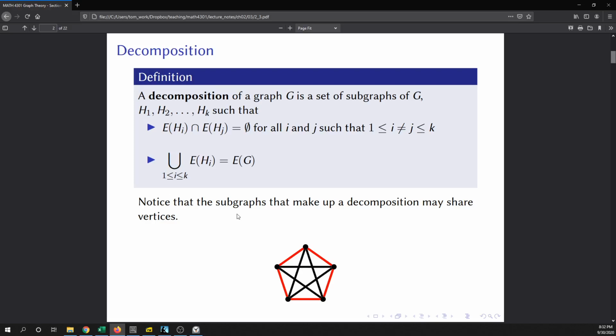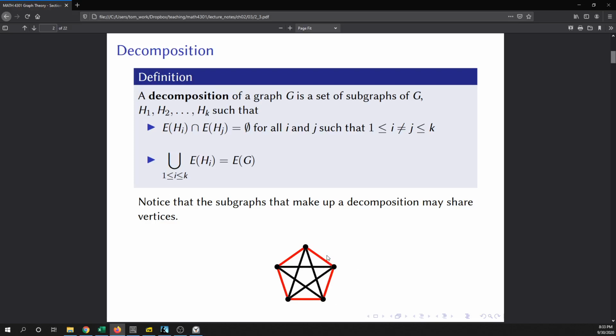One thing to notice about this is that the subgraphs that make up the decomposition may have vertices in common. That's okay. So down here in this figure, I have a complete graph on 5 vertices, and I have it partitioned into 2 subgraphs: the subgraph with the red edges and the subgraph with the black edges. So that would be a partition of this graph into 2 subgraphs. You can see that every edge of the entire graph is accounted for. They're either painted red or painted black, and there are no edges in common between those two.